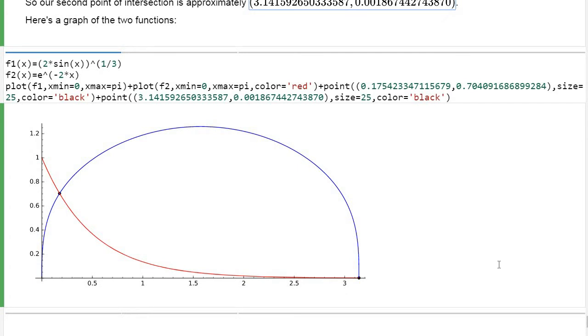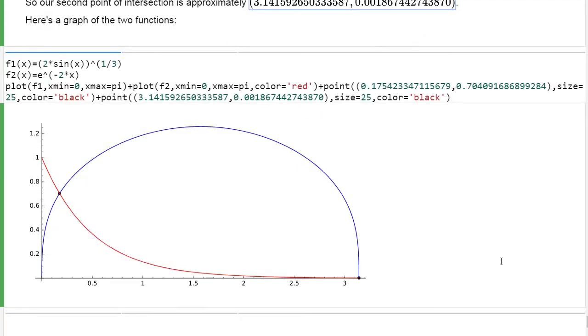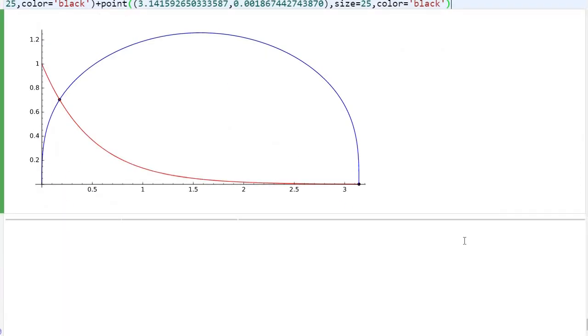Just for fun, I made a graph. I can't remember if I asked you to do this on the assignment or not, but I felt like graphing them just to see. So I put a dot at those 2 points of intersection. I added those points onto my graph just so I could see that yes, indeed, those are the points where they cross. And that's Newton's method.